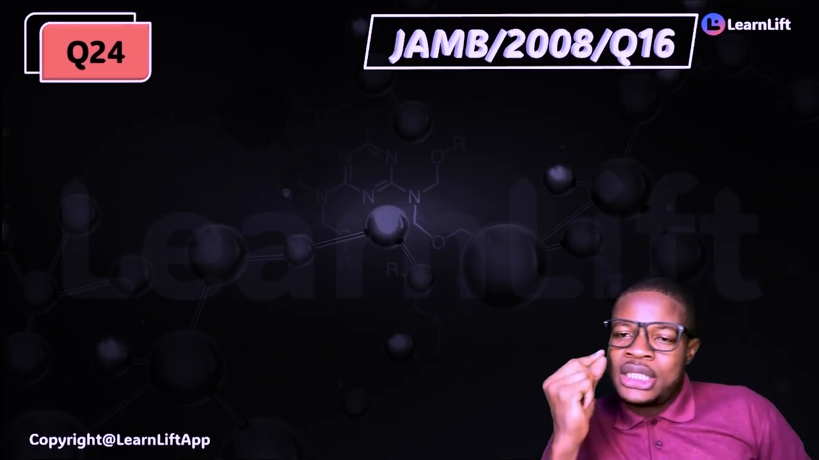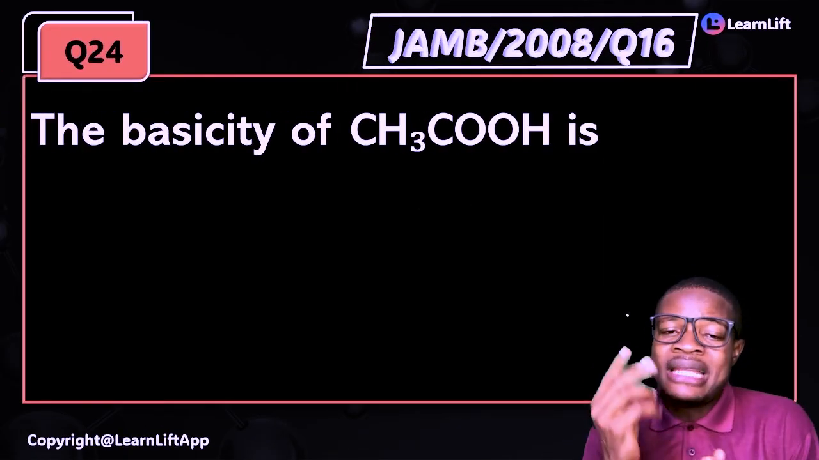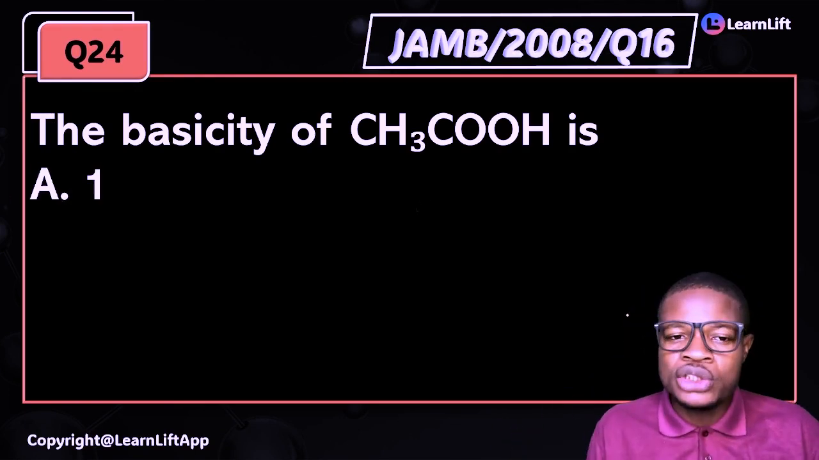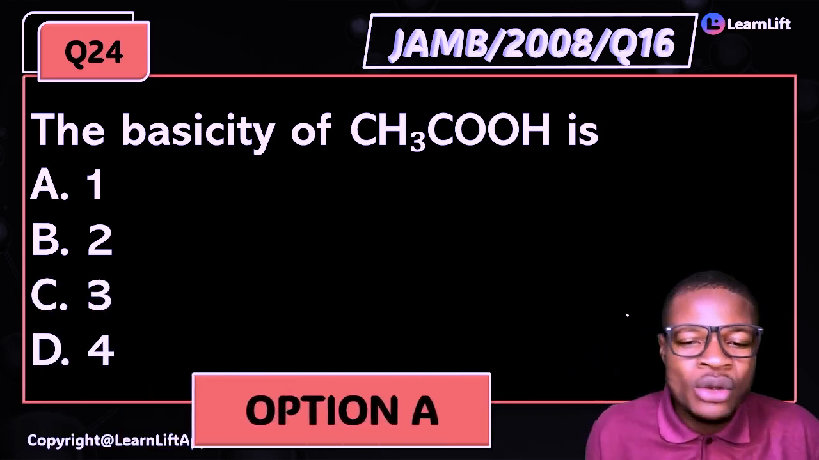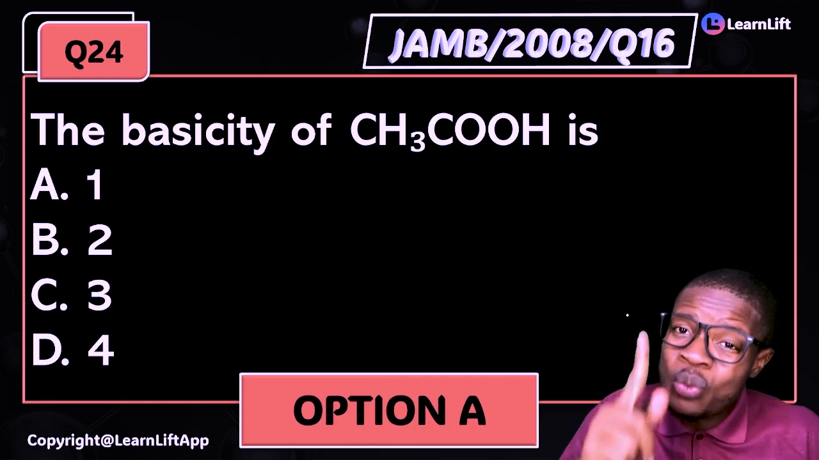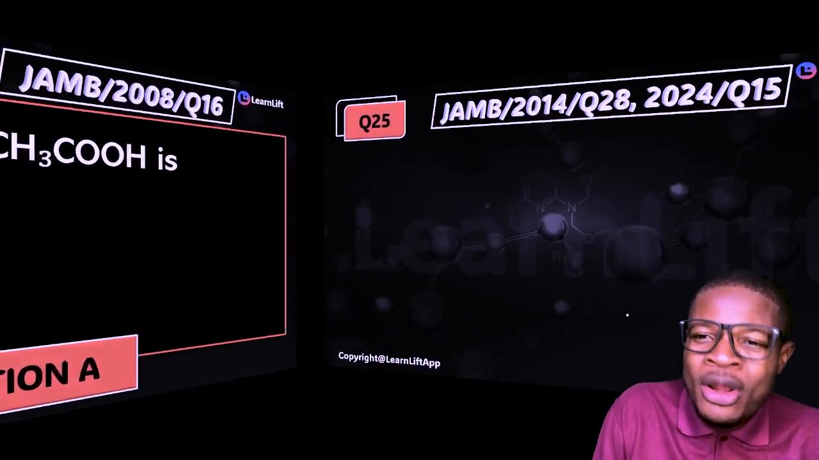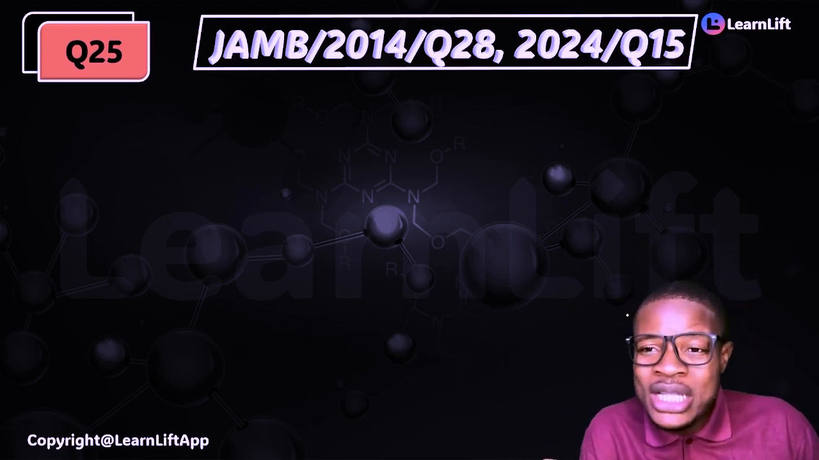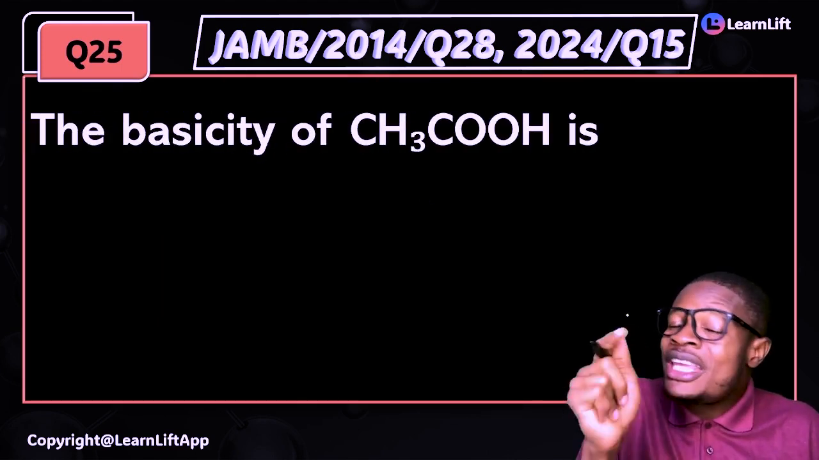Now look at this. In JAMB 2008 question 16, they brought this question: the basicity of ethanoic acid is option A 1, option B 2, C, then D. What is the answer? 1. Option A is the answer. The basicity is 1, ethanoic acid. The same question, constant repeat question. They brought it in 2014, question 28. Ten years later, that's 2024, question 15, they brought the same question: the basicity of ethanoic acid.